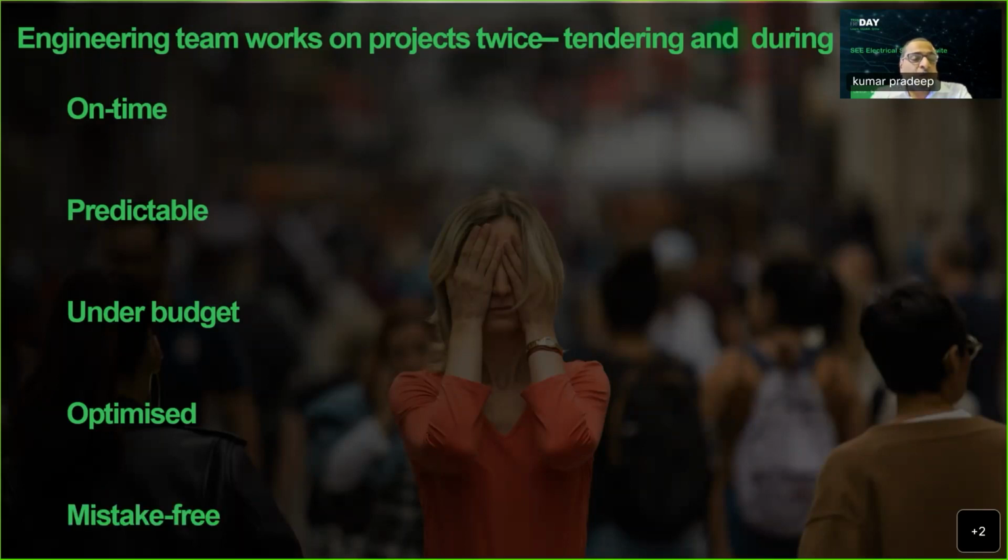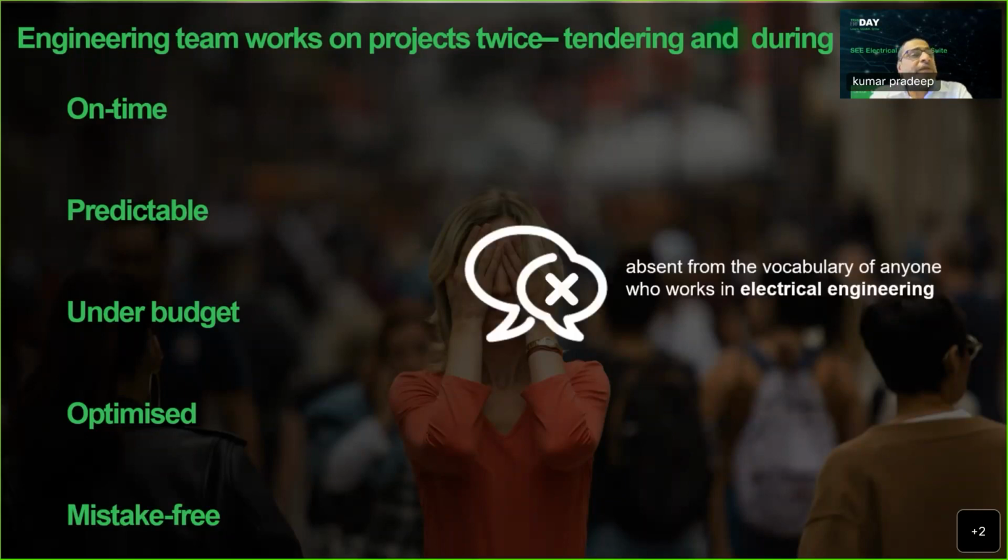And finally, you have to be mistake free. There is no room for error. You can't submit offers, you can't submit drawings where customers or consultants come out and point out mistakes and then you have to redo it again. So these are certain things which are always good to have with the engineering team, with any panel builder, but they seldom are there in our vocabulary. We time and again face the challenge where these are desired things, but we are not able to deliver.